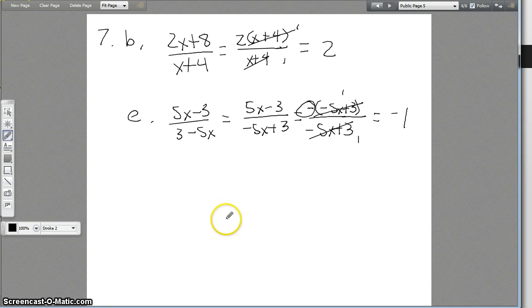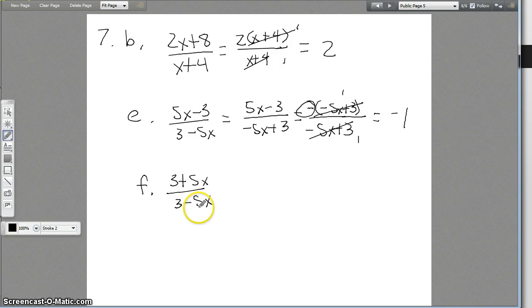Okay, so now let's look at part F from number 7. Part F is 3 plus 5x over 3 minus 5x. Now this one is different. Notice we do still have our terms in the same order. We have a 3 and then we have a 5x. But in the numerator I'm adding, and in the denominator I'm subtracting.